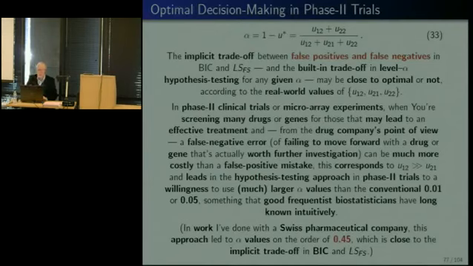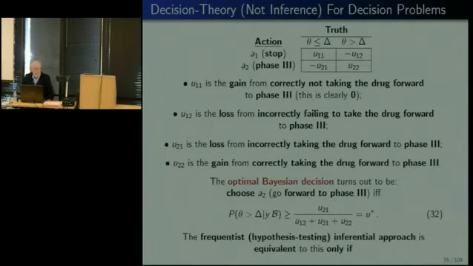Now, the implicit trade-offs between false positives and false negatives in BIC and full sample log scores, and the built-in trade-off in level alpha hypothesis testing for any given alpha, they may be close to optimal or not according to the real-world values of those 3 numbers. So what I'm really saying that you should do, really, is you should think about those 4 numbers, and you should do the right thing based upon maximizing expected utility. Instead, if you just chose between one model or another that corresponded to action 1 or 2 on the basis of full sample log scores, that might turn out to be better than Neyman-Pearson, but it's still not as good as thinking about those 4 numbers and doing it right with utility.